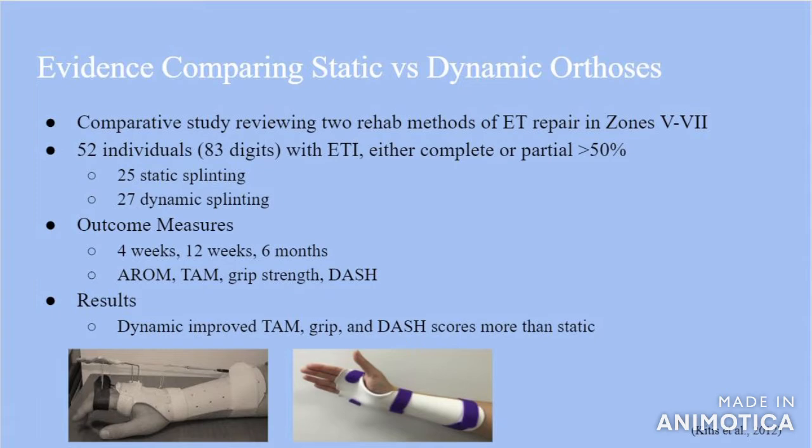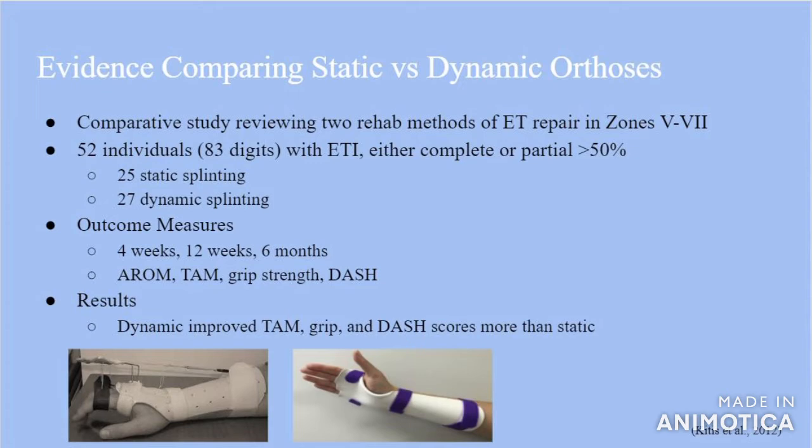27 of these individuals were provided a dynamic MCP extension dorsal orthosis. Passively, the rubber bands held the MCPs in extension, but also allowed for 30 degrees of active flexion. The static group began a progressive range of motion program after 3 weeks, while the dynamic group was initially instructed to begin range of motion tasks each day.